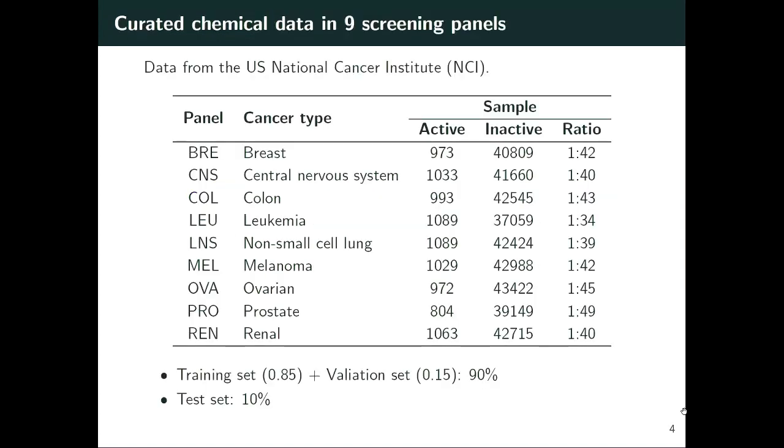So here we have a dataset after cleaning, developed from the NCI server, and we predict 9 types of cancer. Here we have some information about the dataset. As you can see, this is a heavily imbalanced dataset. Using this dataset, we take 10% to create a test set, and the rest we use 85% for training a model and 50% for validation.